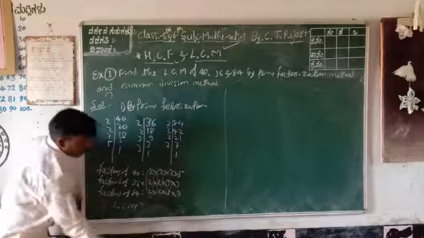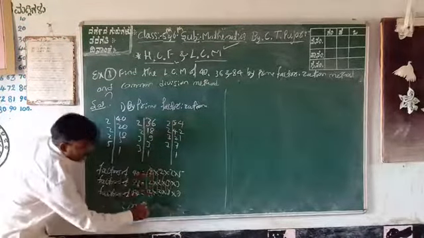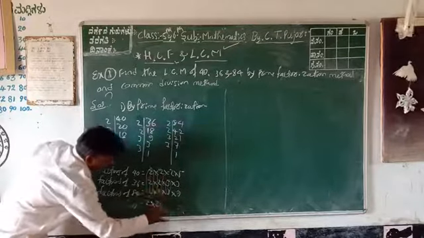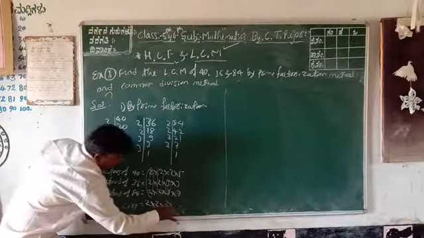Once again, write clearly. Take 2, next 2, again 2, and next 3.